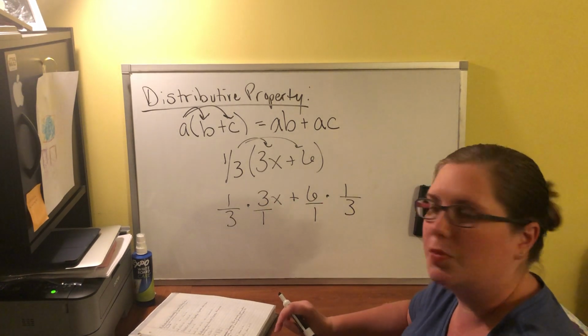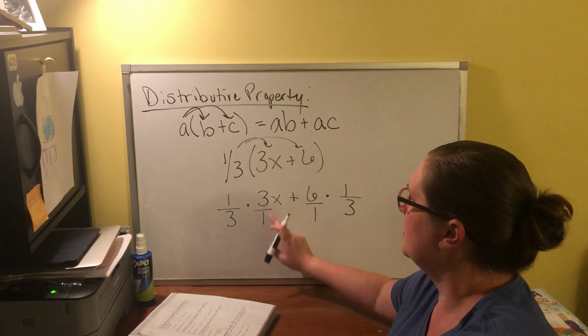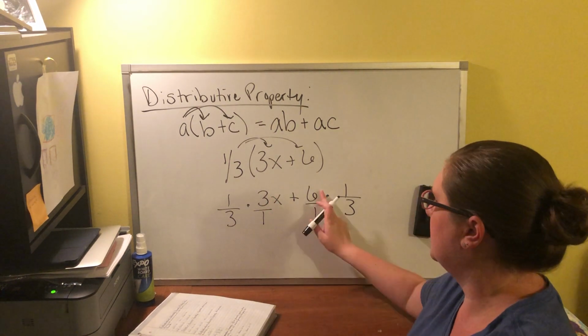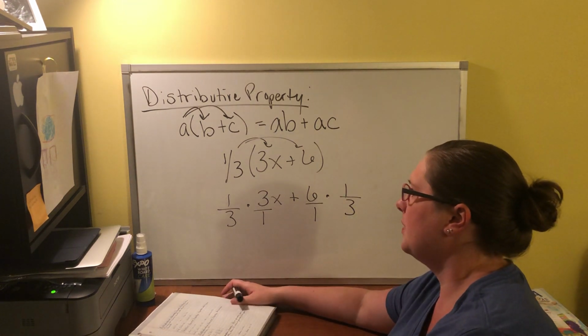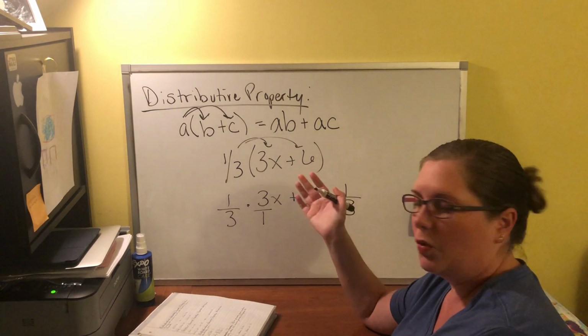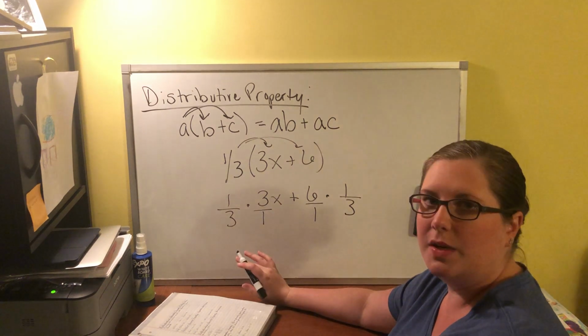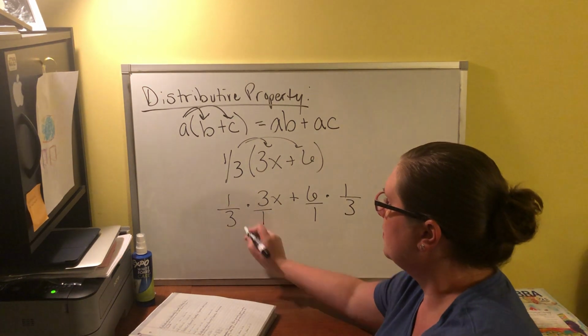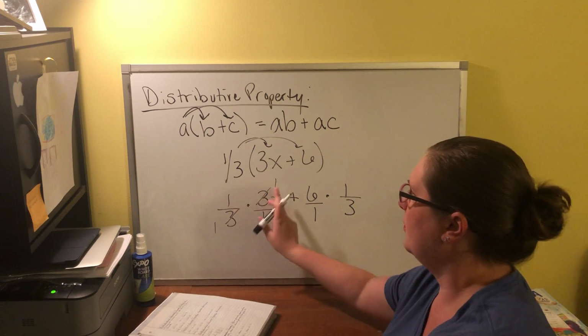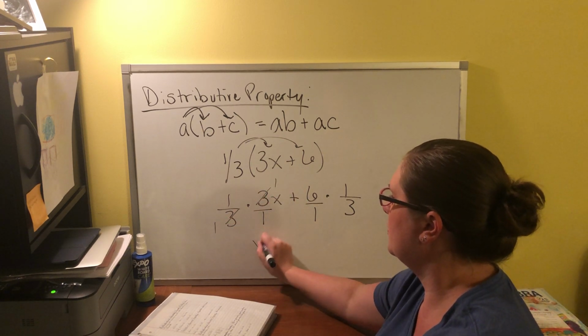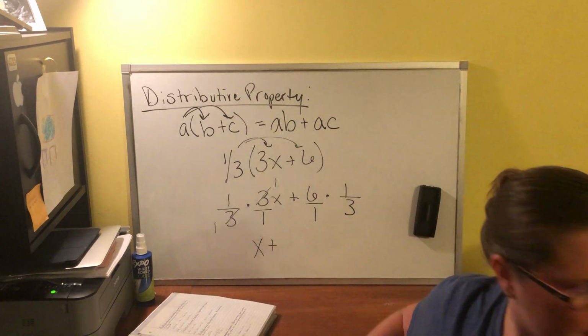Because remember, fraction problems are division problems. So 3 divided by 1 is still a whole number 3. 6 divided by 1 is still a whole number 6. Now that we've set this up like multiplication, we would look diagonally to see if we can cancel. 3 goes into both, so 3 goes into 3 once, 3 goes into 3 once. And if we multiply straight across, we are left with 1x.